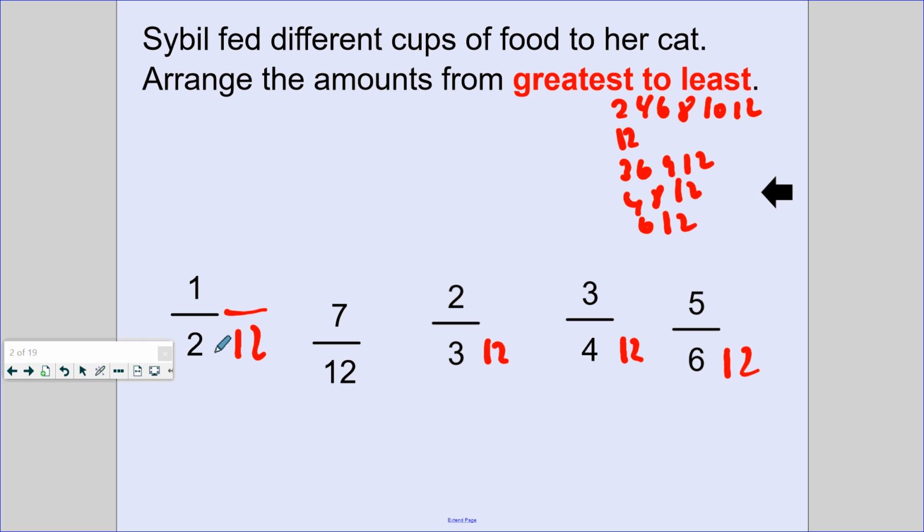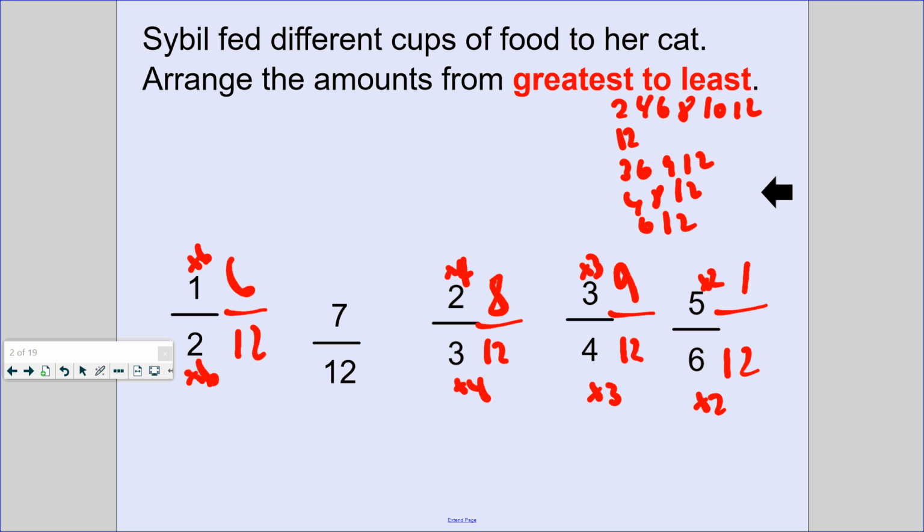How many groups of 2 go into 12? 6 times. So that's 6/12. How many groups of 3 go into 12? 4 times. So that's 8/12. How many 4s go in 12? 3 times 3, 9/12. How many groups of 6 go in 12? 2 times. That's 10/12. So now our estimating ability is pretty good. 6/12, 7/12, 8/12, 9/12, 10/12.